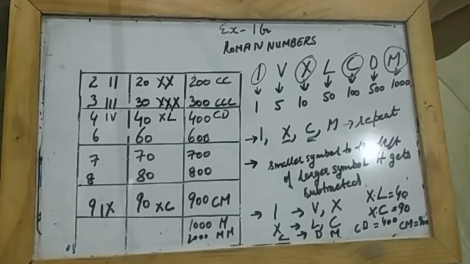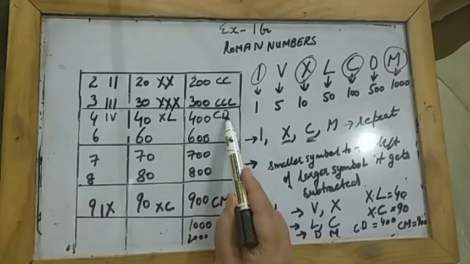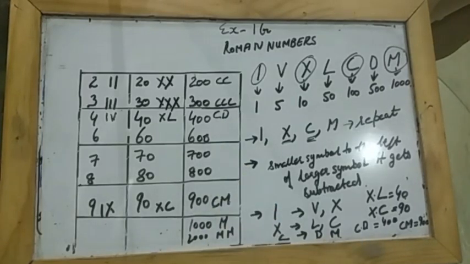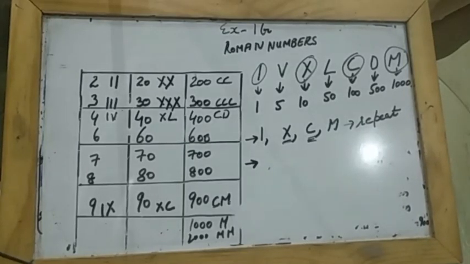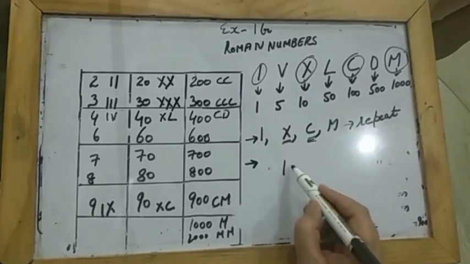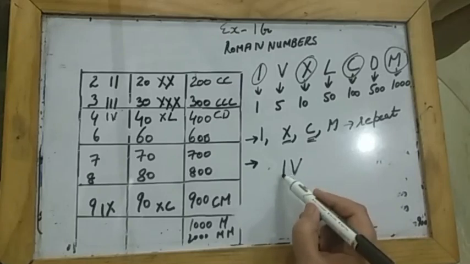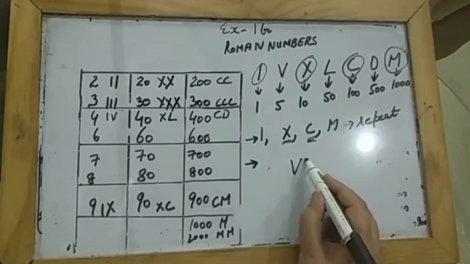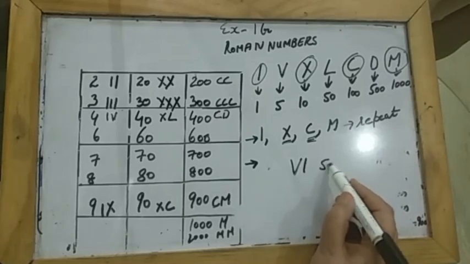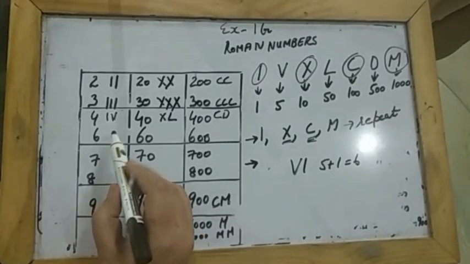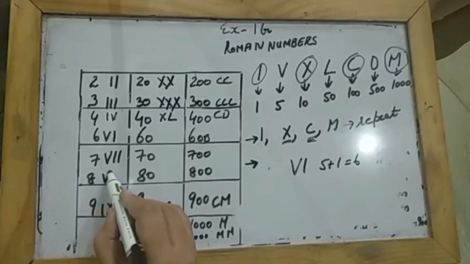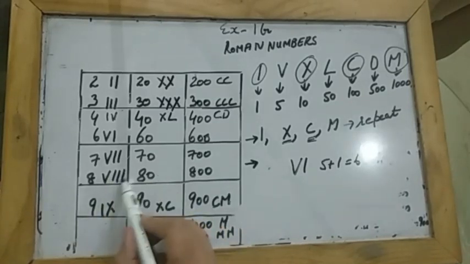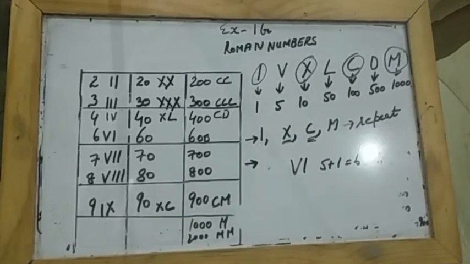So the rule was, when I write a smaller symbol at the back of the larger symbol, they get subtracted. Now the next rule is that when I write a smaller number at the back of a bigger number, it gets subtracted. But if the same smaller number I write in the front of a bigger number, it gets added, so it becomes 5 plus 1 is 6. So this is how I form 6. 5 plus 1 plus 1 becomes 7, and 5 plus 1 plus 1 plus 1 becomes 8. Now I cannot repeat this more than 3 times.